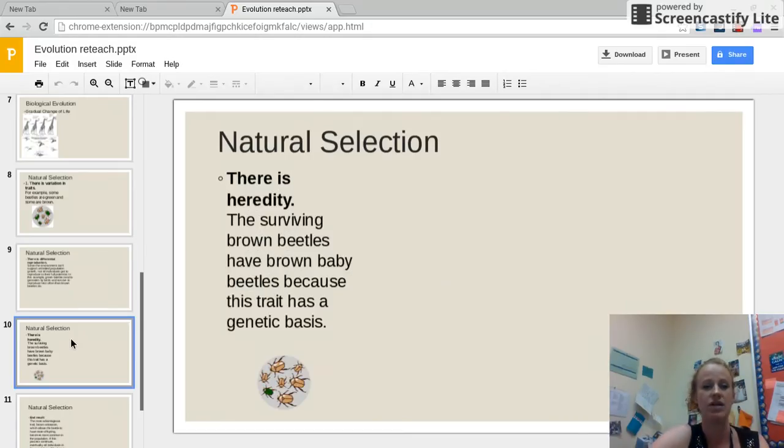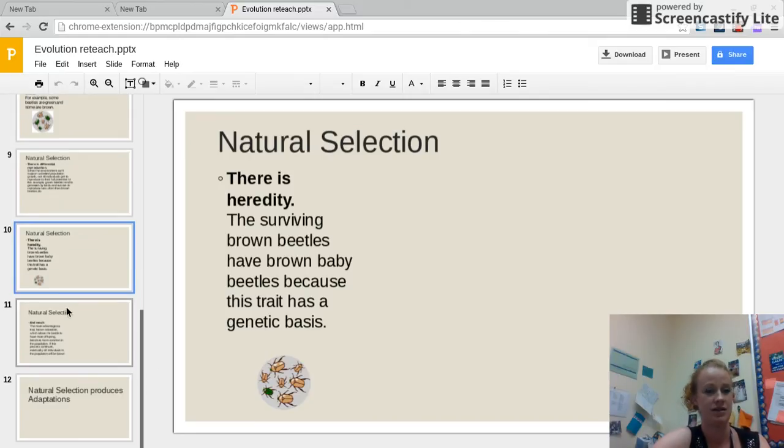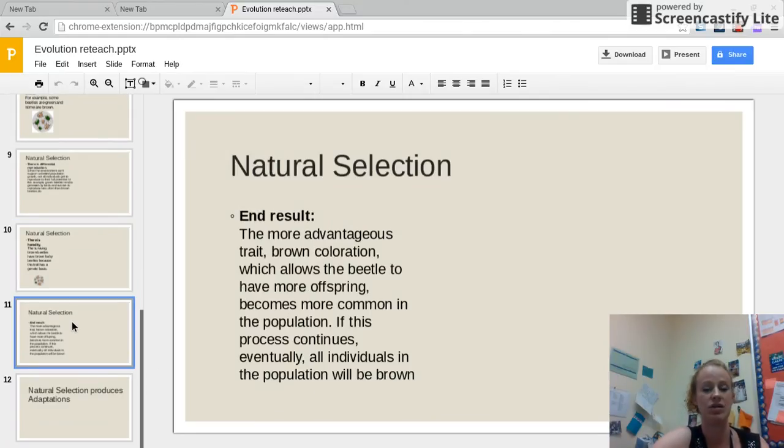Okay, so there's hereditary. So the surviving brown beetles have brown baby beetles because the trait has a genetic basis. So again, that's because they outlived the green ones. They're going to keep making the babies. So in the end, it's better to be a brown beetle because the birds aren't going to eat you, and then you'll be able to continue to make babies to continue on the brown beetle population.